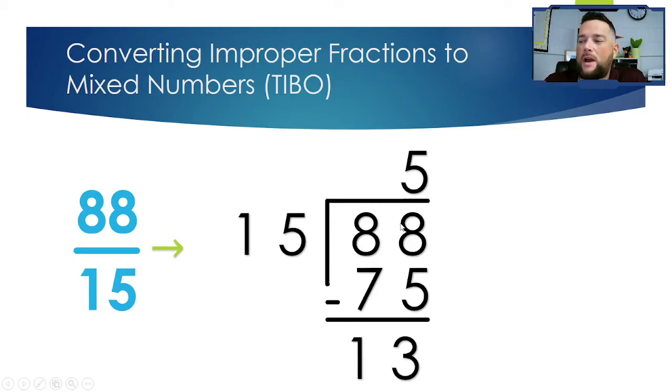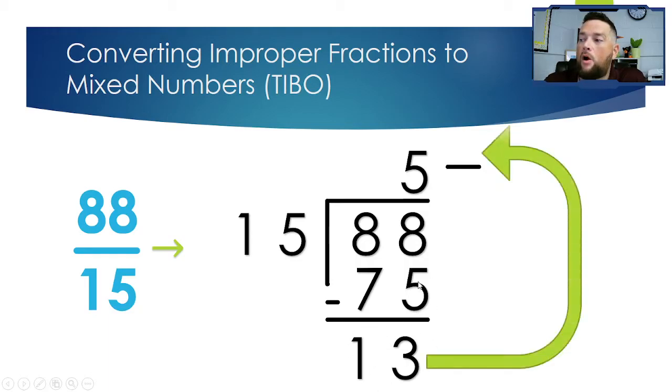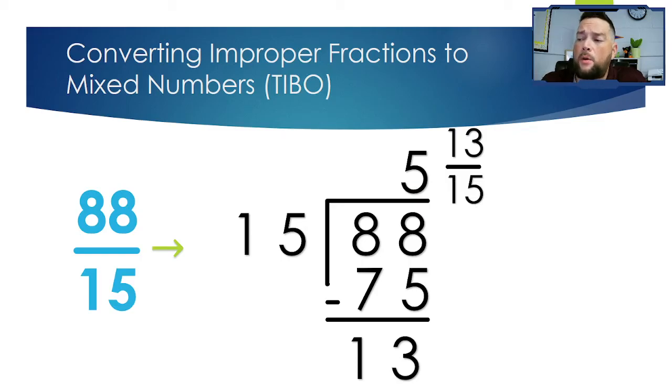So 15 will go into 88 5 times. So 5 times 15 is 75, and 88 minus 75 is 13. We're going to take that remainder, and it's going to be our new numerator, and we're going to keep the same denominator that we had, all right? So keep the same denominator that you have, and 88/15 becomes 5 and 13/15, all right?